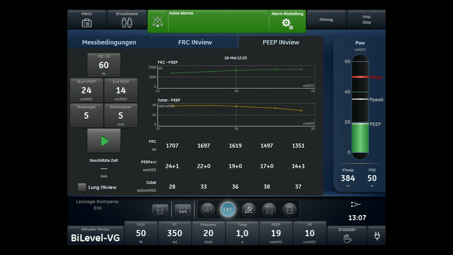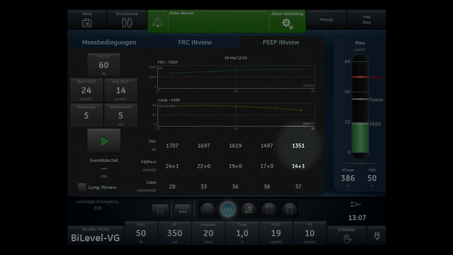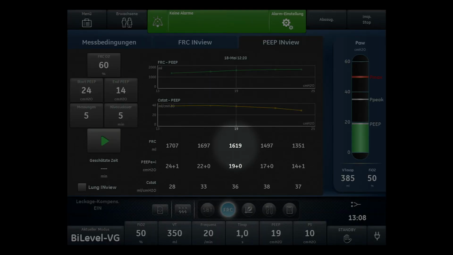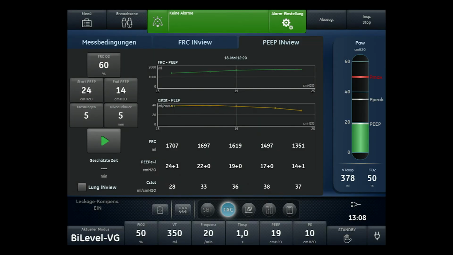Before the maneuver, we had detected an end expiratory lung volume of approximately 1,350 milliliters, and now at a PEEP of 19, we can detect an FRC of approximately 1,620 milliliters. Thus, a recruitment result can be achieved right at the patient's bedside.